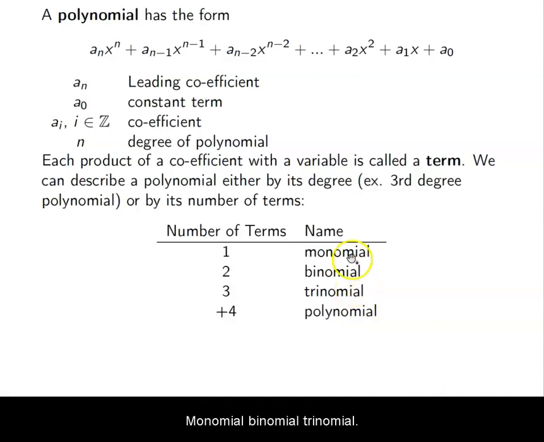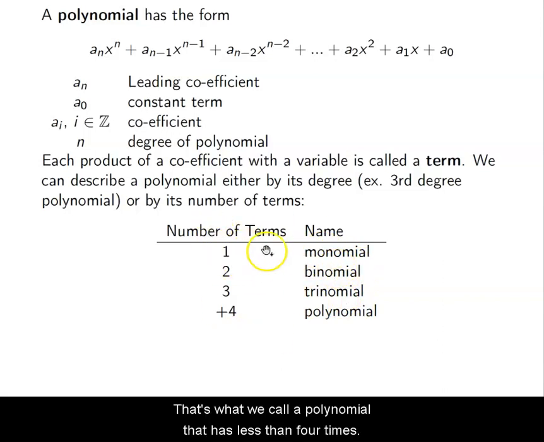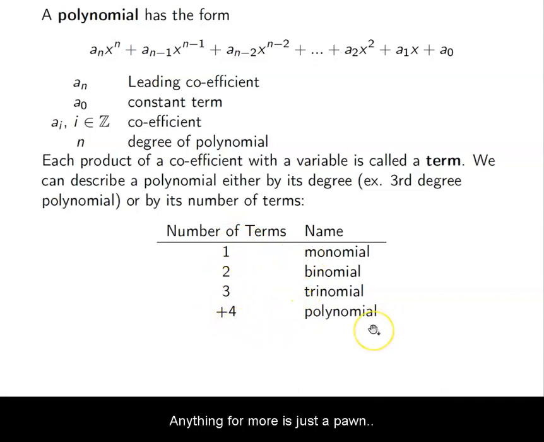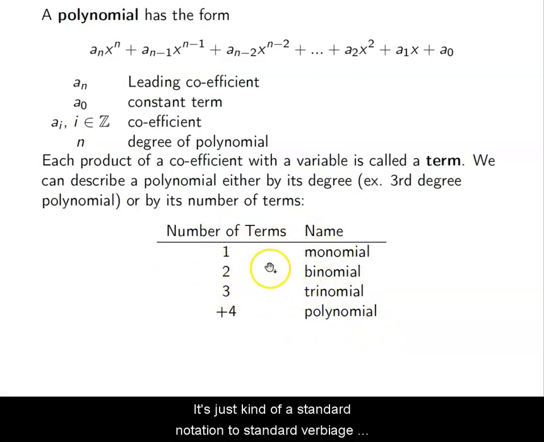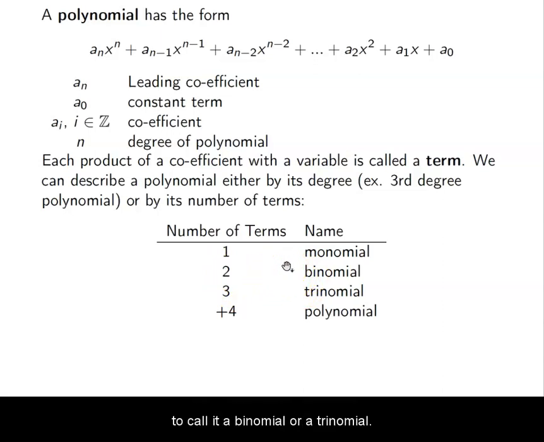So monomial, binomial, trinomial, that's what we call a polynomial that has less than 4 terms. Anything 4 or more is just a polynomial. Now again, these are polynomials. It's just a standard notation, a standard verbiage to call it a binomial or a trinomial.